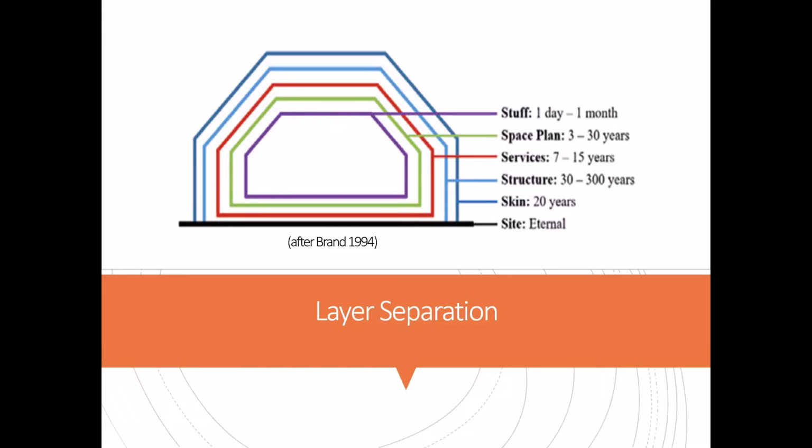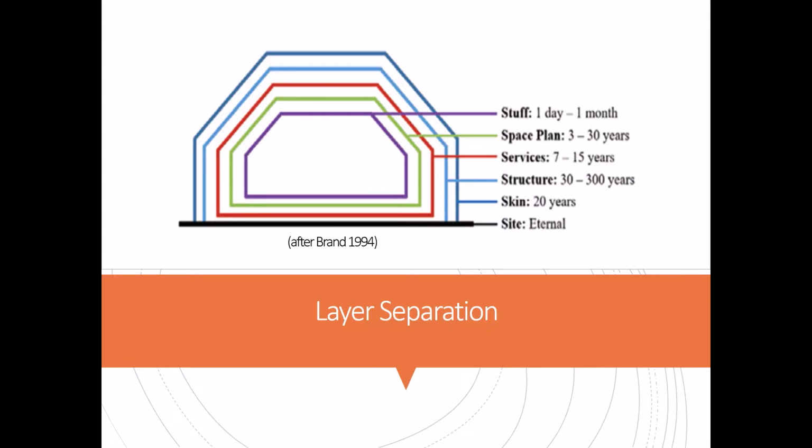Layer separation. A building can be envisioned as being made up of layers that all age at different rates and need to be replaced at different rates. This figure shows Brand's concept of layers and their recurrence intervals. In other words, how often they need to be updated.